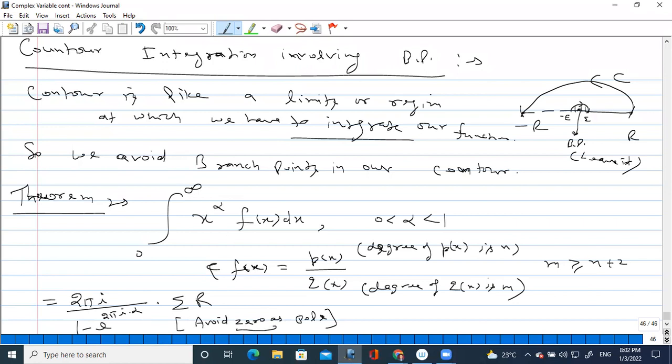Because here we have x to the power alpha. As I told you, if it is, suppose, (x minus 2) to the power half, then x equal to 2 is a branch point. But here it is x to the power alpha, and alpha is between 0 and 1, so it is less than 1. So this is a fractional power. Then you can think of it as (x minus 0) to the power alpha, so x equal to 0 is the branch point here. In view of that, avoid 0 as the pole, because it is a branch point. Understood?